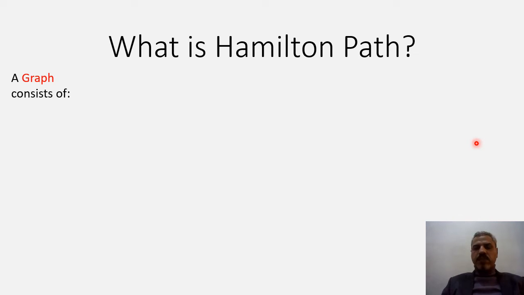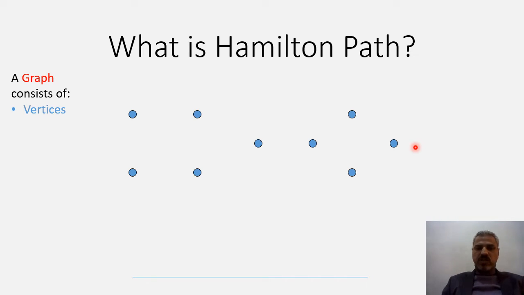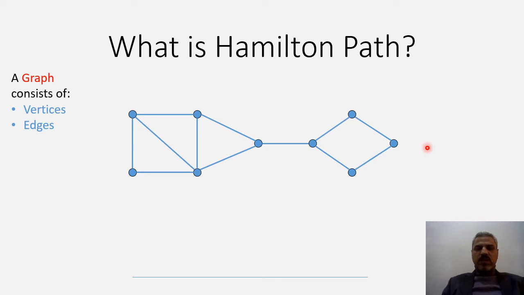What is a Hamilton path? Before we know a Hamilton path, we have to know what is a graph. A graph in mathematics consists of vertices. These are the green solid circles, and a graph also consists of edges, these lines that connect every two neighbor vertices, that we have labeled alphabetically A, B, C, D, and so on to I.